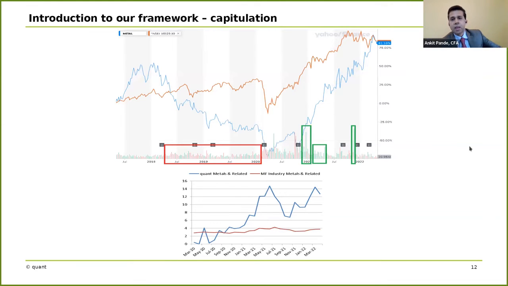And you can see on top, a representative metal stock in blue, along with the volume below, and the Nifty index in red. And what you can see is there was a classic case of capitulation in the metal stock pre-COVID.